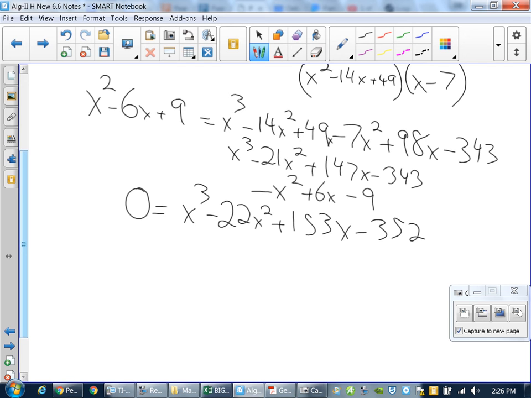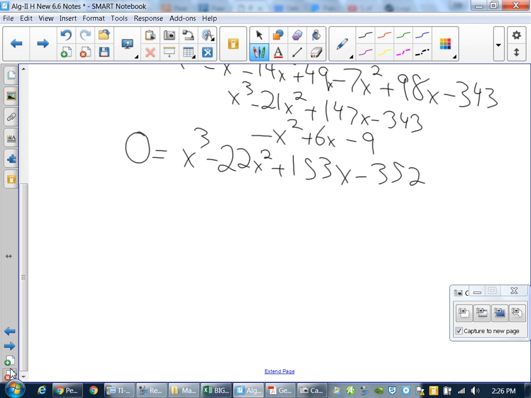Wouldn't it be great if you could factor this one by grouping? Maybe. Too bad you can't. You can't, because if you look at it, the first one has a GCF of x squared. The second one, I'd have to make it look like a 22. If I take 352 divided by 22, I'm pretty sure it's not going to work out for the other side. It's 16. Still doesn't work. Really? You have to use synthetic division, but you have to worry about the tails.